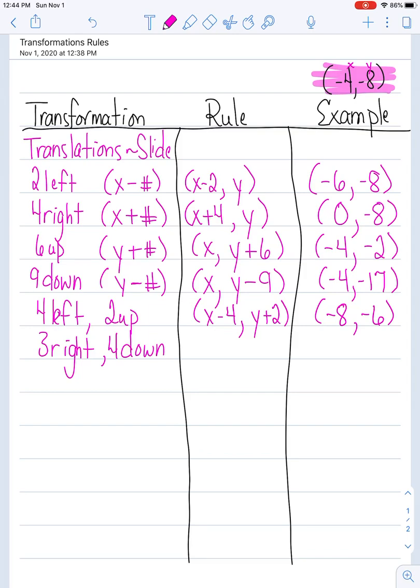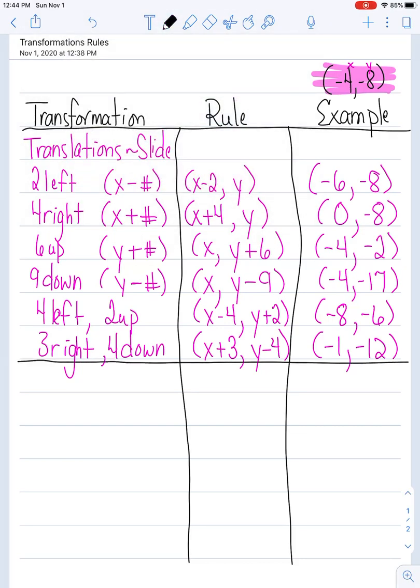And now let's do our last translation. We're going to go 3 to the right. To the right is x plus, or to the positive side, and the number is 3. And 4 down is y minus 4. Now I apply my rule to my point. Negative 4 plus 3 is negative 1. Negative 8 minus 4 is negative 12. So that's how we use rules for translations. These rules are specific to the number of times you move.